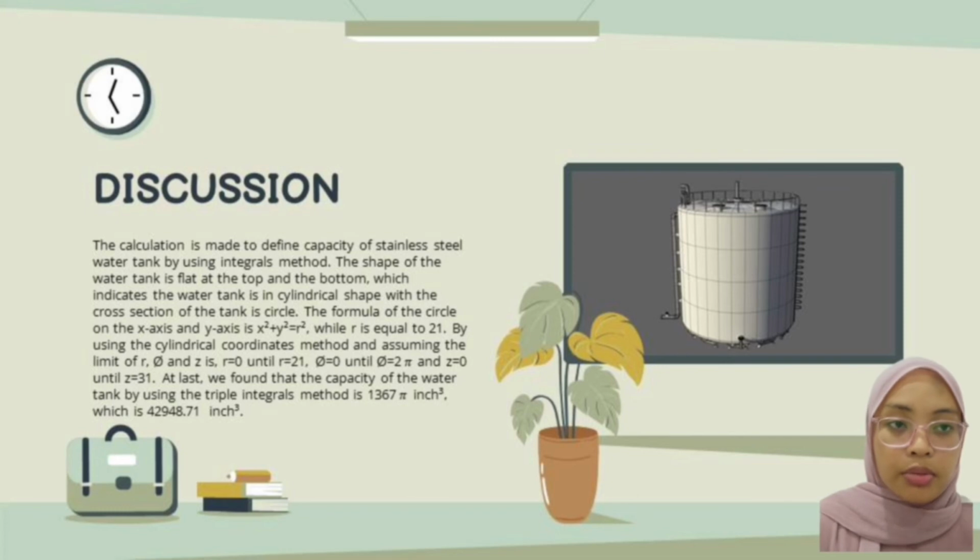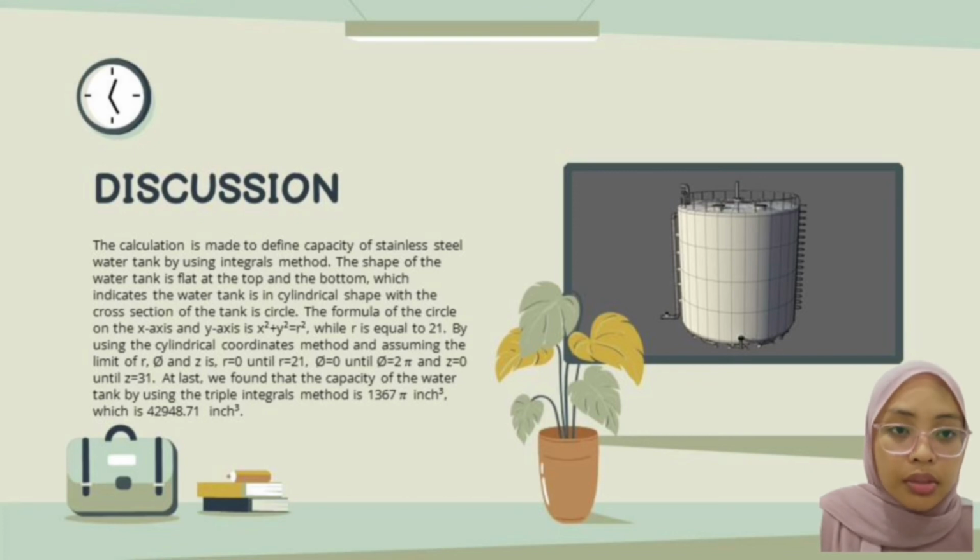The calculation is made to define the capacity of a stainless steel water tank by using the integrals method. The shape of the water tank is flat at the top and the bottom, which indicates the water tank is in cylindrical shape, with the cross section of the tank being a circle. The formula of the circle on the x-axis and y-axis is x to the power of 2 plus y to the power of 2 equals r to the power of 2, while r is equal to 21.